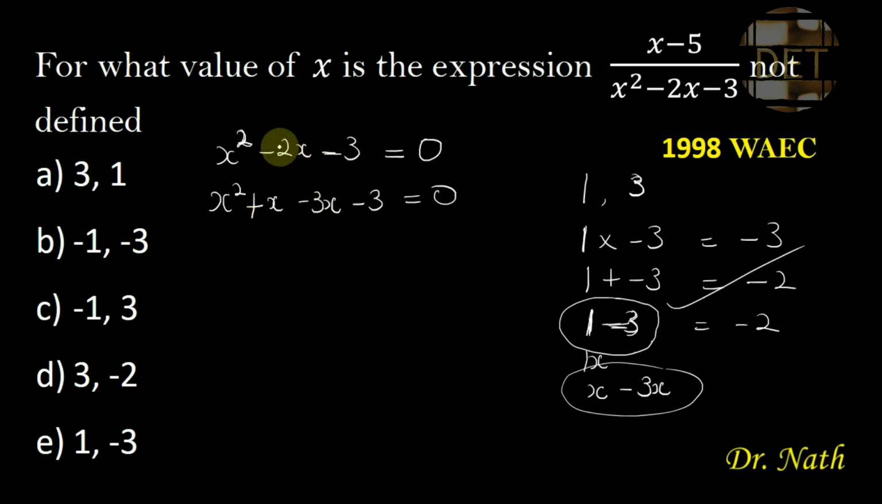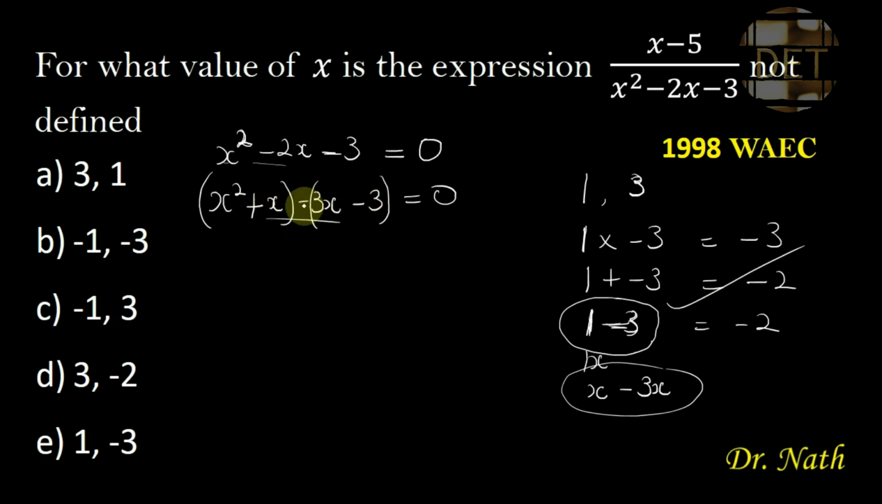x minus 3 will give me minus 2x. So this expression and this expression, they are the same. So having gotten the equation like this, we can now group them into two. So I will come here, group this, and also come here and group this. So with this, I've grouped my expressions into two.